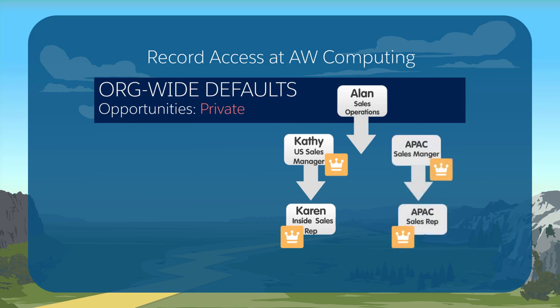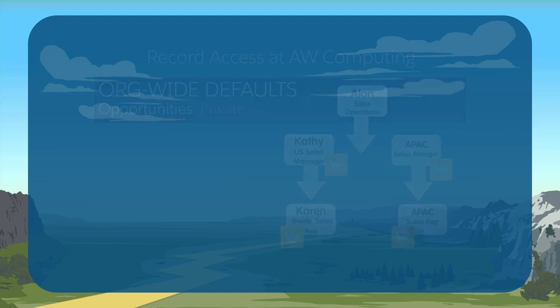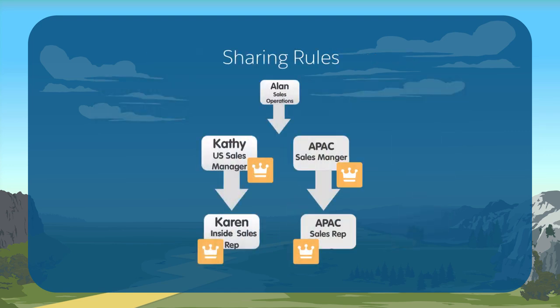AW has grown and has added another sales team for the Asia-Pacific region. Sales Ops still sees all opportunities. U.S. sales managers see their team's opportunities, and APAC managers see their team's opportunities. So the role hierarchy allowed us to open record access up vertically.